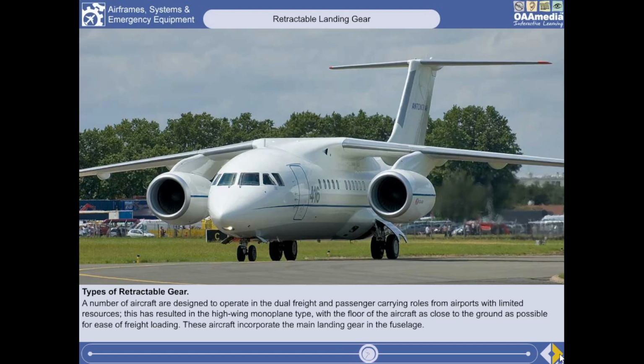A number of aircraft are designed to operate in the dual freight and passenger carrying roles, especially from airports with limited resources. This has resulted in high-wing monoplane type aircraft where the floor of the aircraft is as close as possible to the ground for ease of freight loading. However, with some wings being as high as 6 or more meters off the ground, it is impossible to build a landing gear of sufficient strength to reach this far. So these aircraft incorporate the main gear in the fuselage.